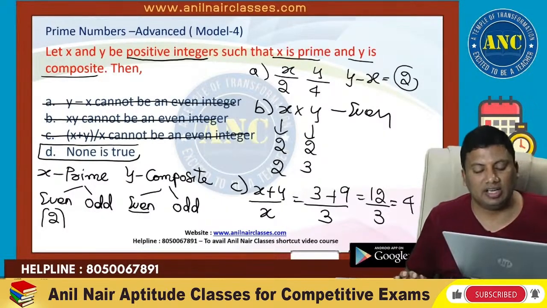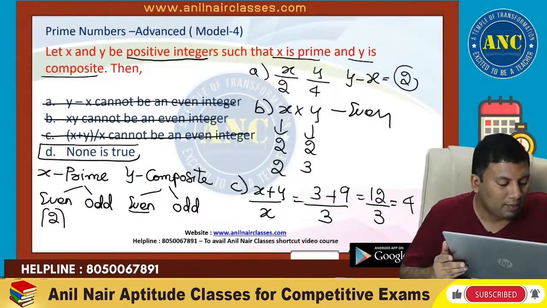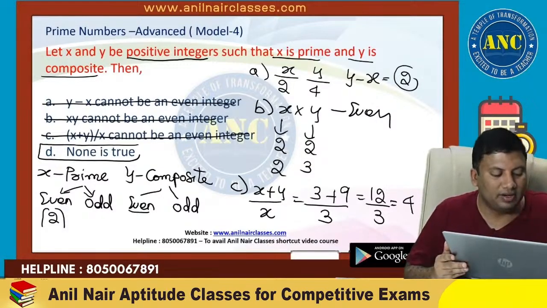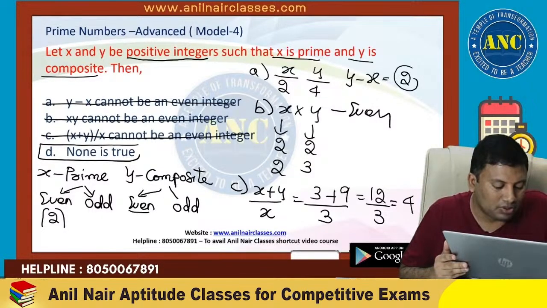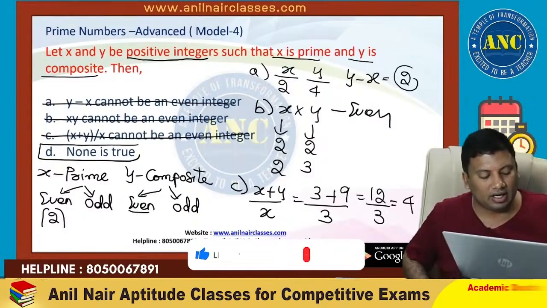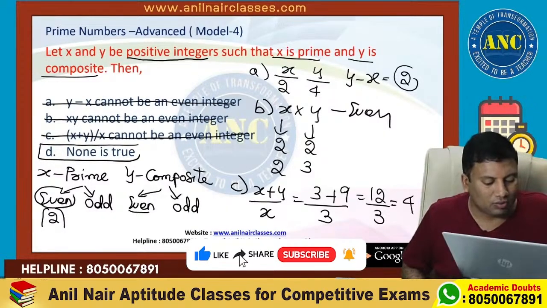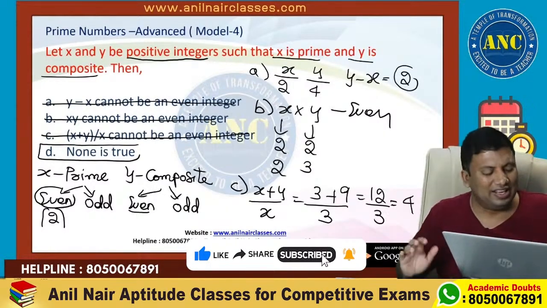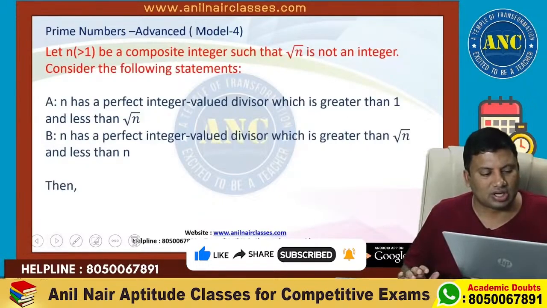A previous year CAT question, sir. So here, prime number means x can be even, x can be odd. Composite means it can be an even number, it can be an odd number. Here the only value it can take is even. Very easy question, sir. There is not much complication.